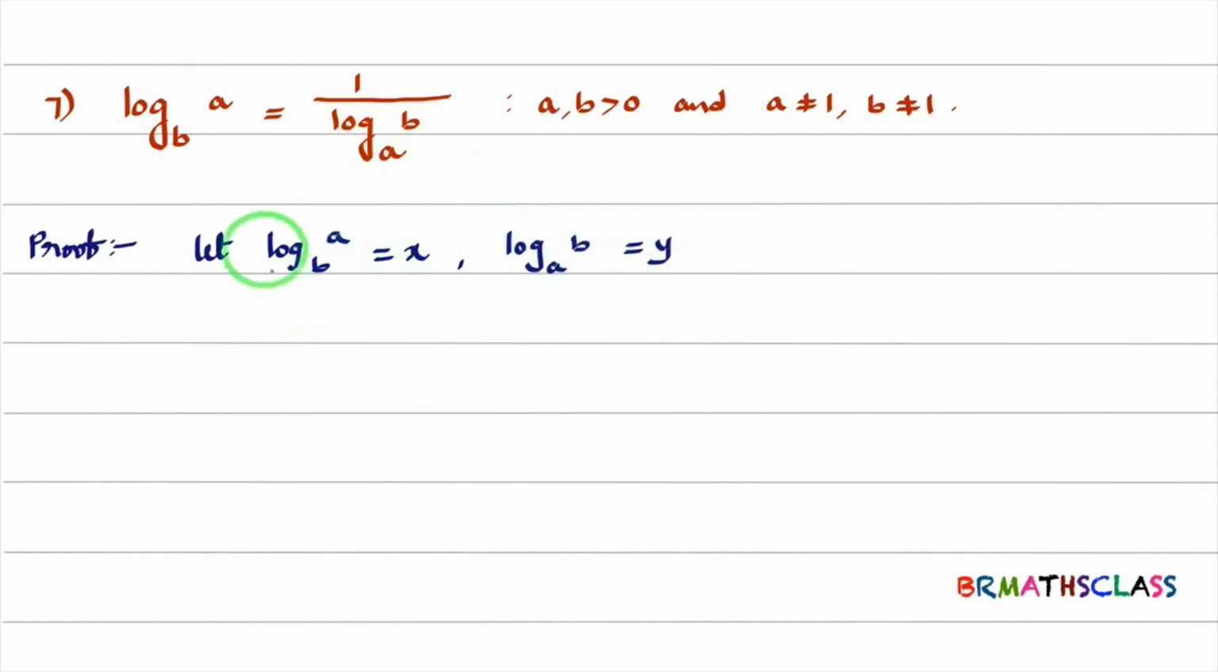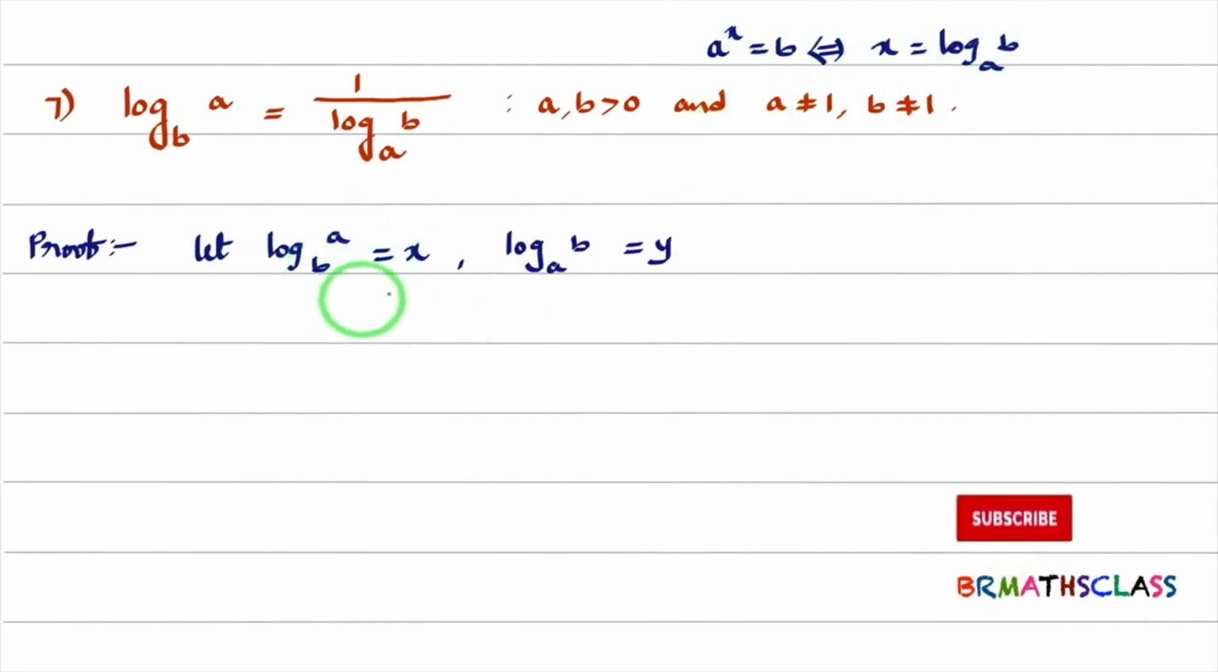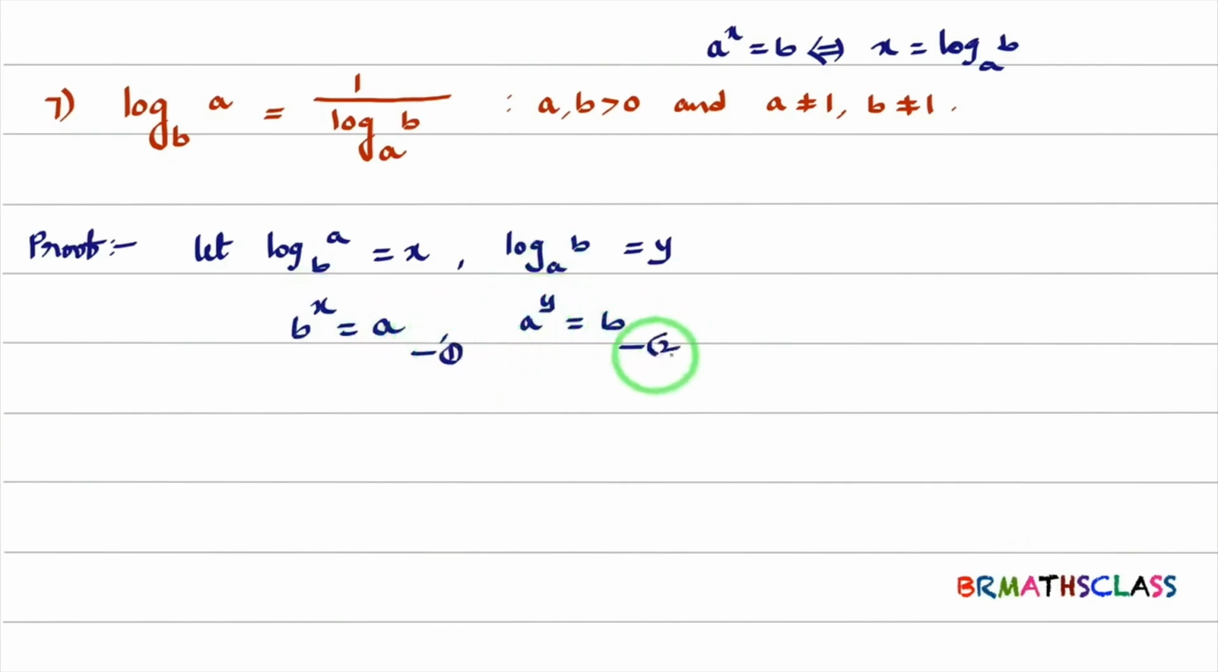Now exponent form. As we know from the definition of logarithm, whenever you see a power x equal to b, you can write that x equal to log b base a. At the same time, whenever you see x equal to log b base a, you can write a power x equal to b. So b power x equal to a, and a power y equal to b. This is equation 1, this is equation 2.